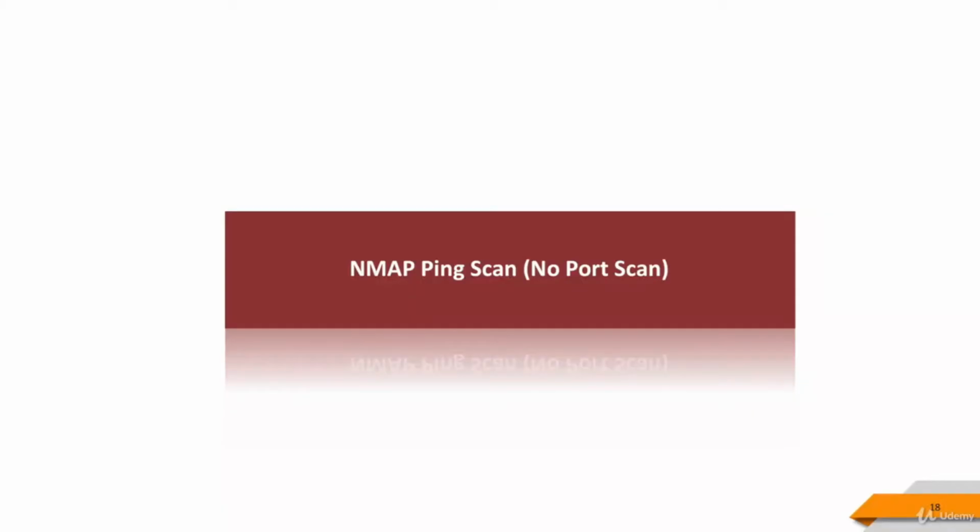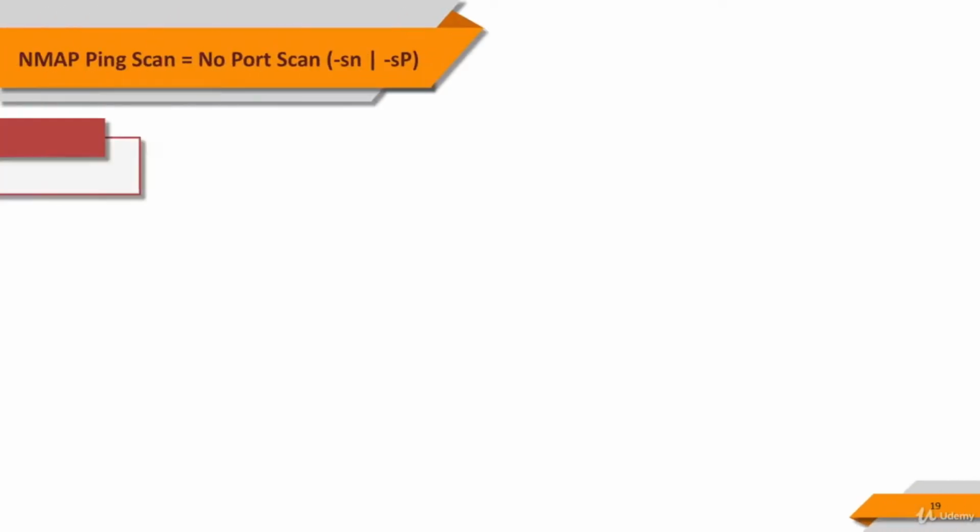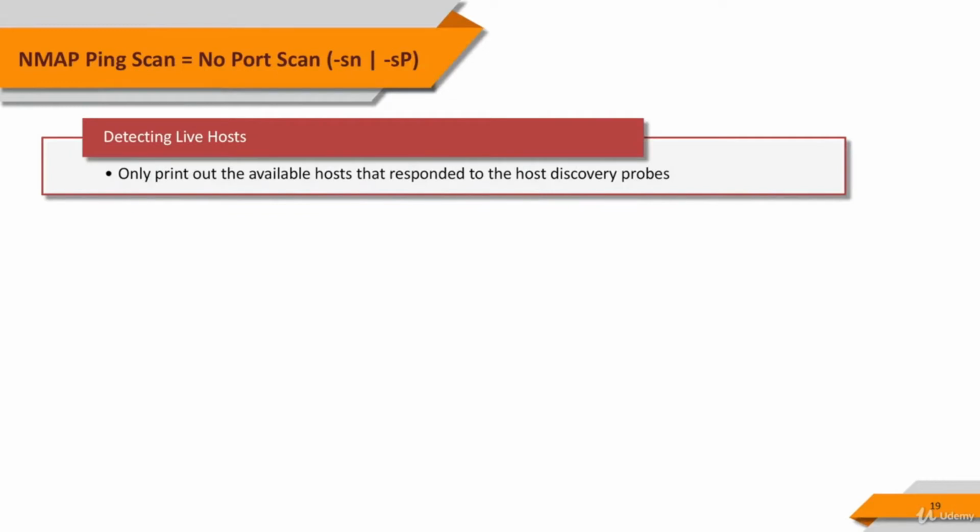One of the very first steps in any network reconnaissance mission is to reduce a set of IP ranges into a list of active or interesting hosts. Scanning every port of every single IP address is slow and usually unnecessary. In the No Port Scan option, using the -sn option, which was known as -sP in previous releases, you tell Nmap not to do a port scan after host discovery, and only print out the available hosts that responded to the host discovery probes. This scan type is often known as a ping scan.